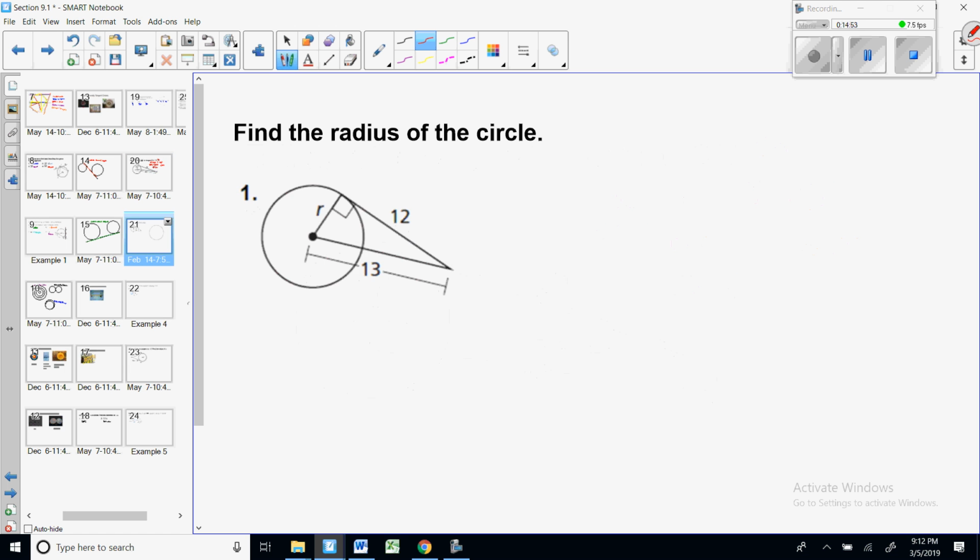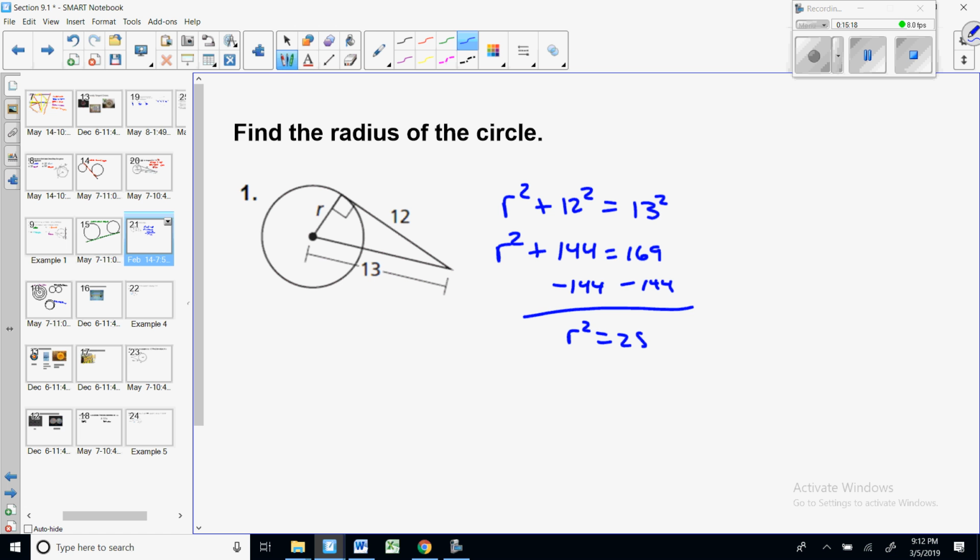Okay, moving on. Same kind of problem. This time it asks us to find the radius of a circle. Well, again, in order for us to have a radius of the circle, we have to create a right triangle. So r squared plus 12 squared has to equal 13 squared in order for that to be a radius. Okay, 12 squared is 144, 13 squared is 169. You subtract 144 from both sides, r squared is 25. And when we take the square root of 25, we find our radius to be 5. So remember that tangent lines are perpendicular to radius at a point of tangency.